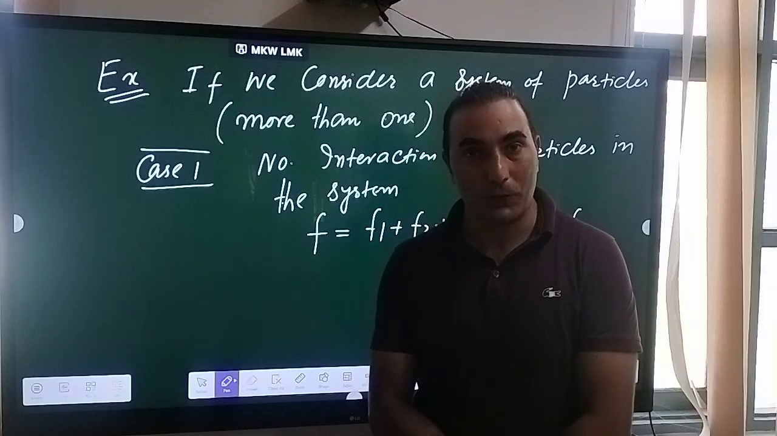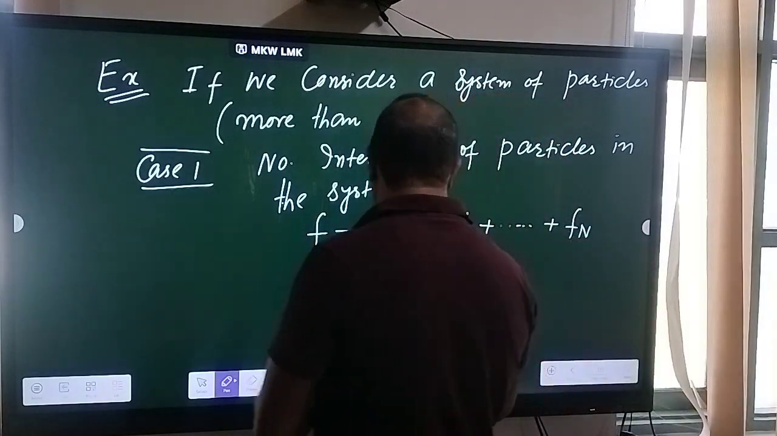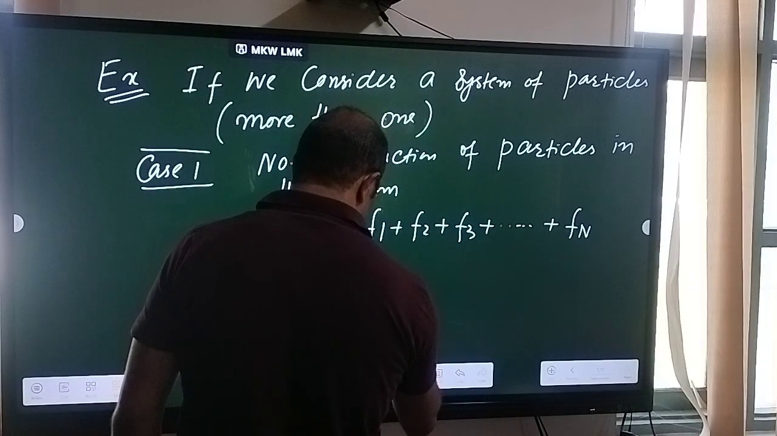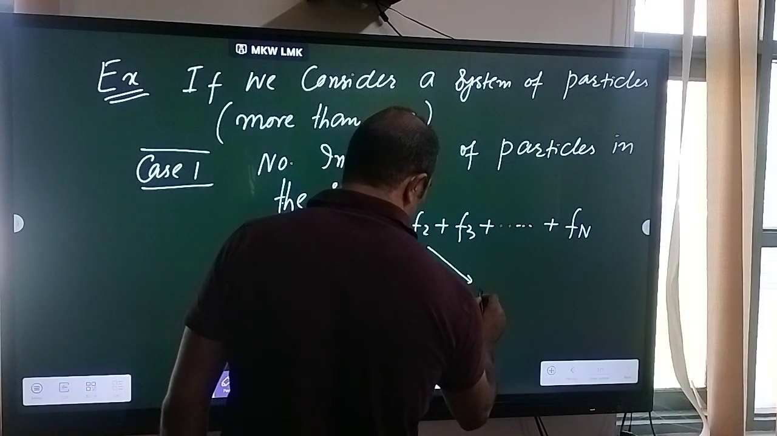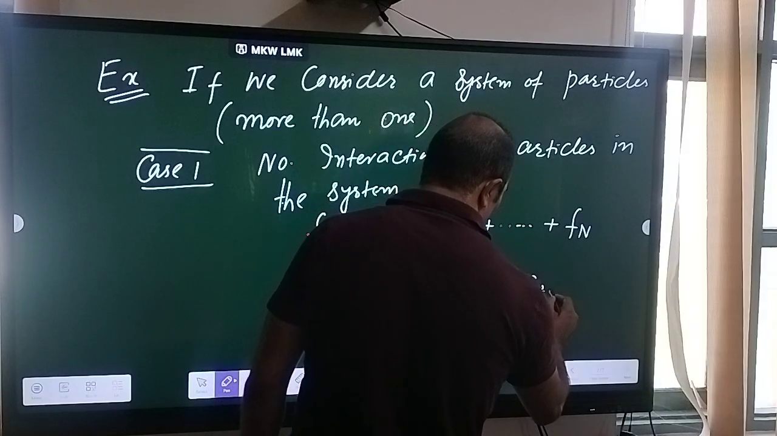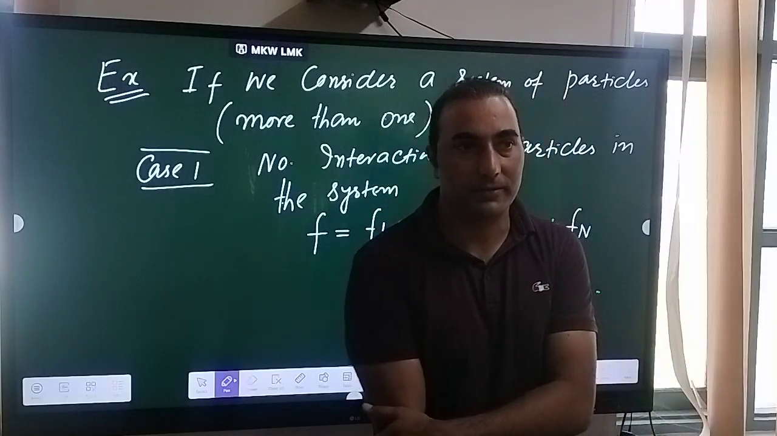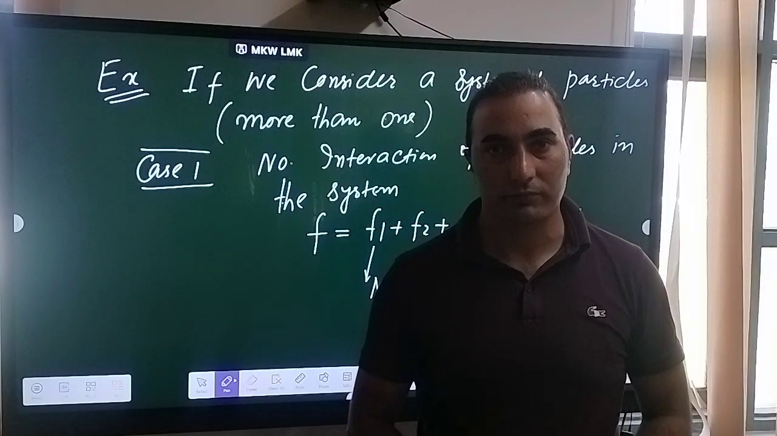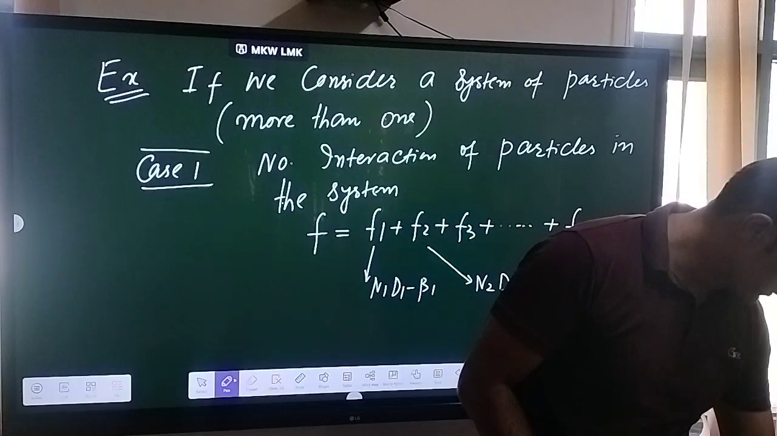I am not writing here what should be that beta here. Why? Because अगर मैं F1 लिखूंगा तो F1 बेसिकली क्या है, so that is equal to N1 D1 minus beta. For this it will be, right. So you can write it in that way if you are interested, right? So that means हम individually degree of freedom देखते हैं, right? So this first case.